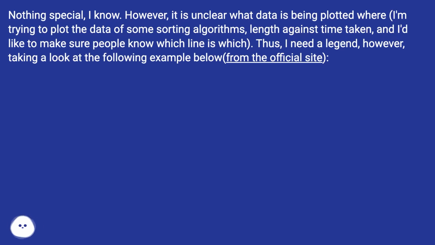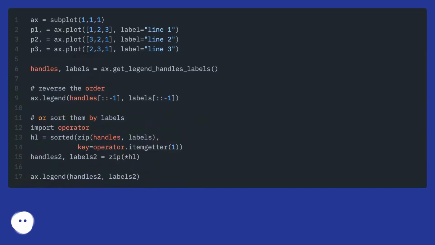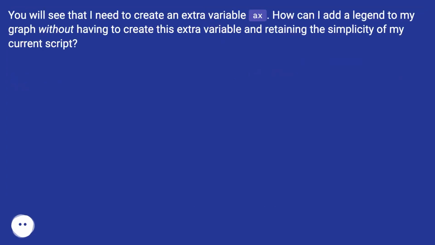However, taking a look at the following example below from the official site, you will see that I need to create an extra variable x. How can I add a legend to my graph without having to create this extra variable and retaining the simplicity of my current script?